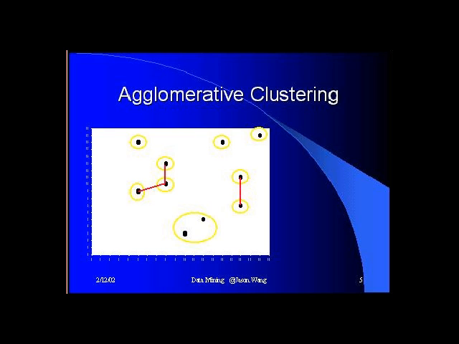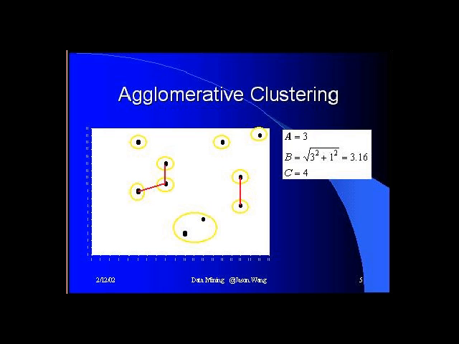You only try to merge nearest clusters. These are possible nearest clusters, A, B, C. So you calculate distance values. A is 3, B is 3.16, C is 4. Now, these are Euclidean distance values. It's not difficult at all for us to calculate, right? x1 minus x2 squared plus y1 minus y2 squared, and you take the square root. That gives you the distance values.